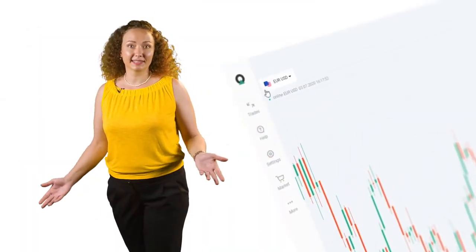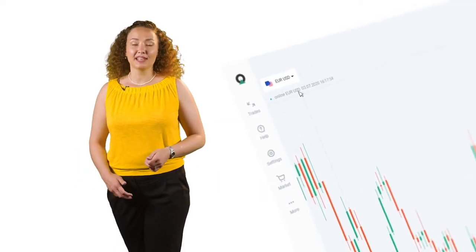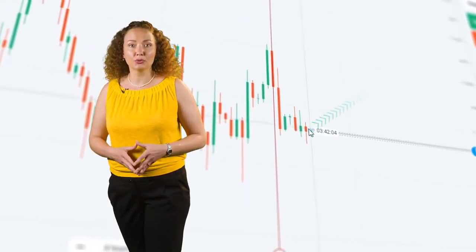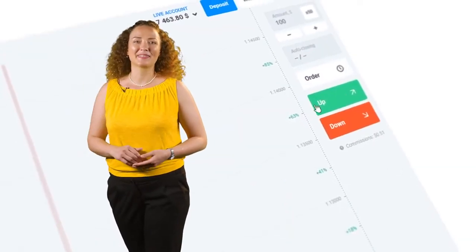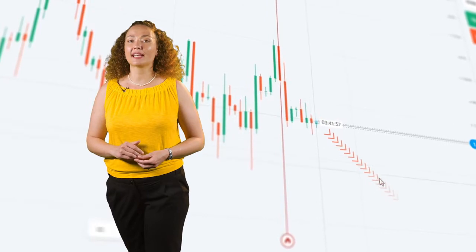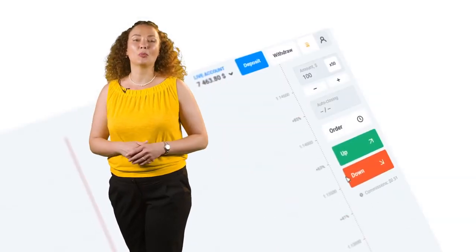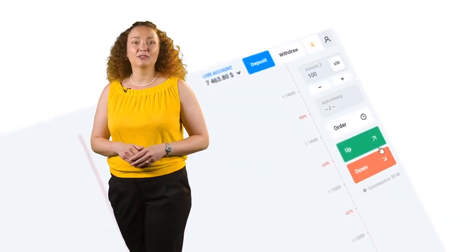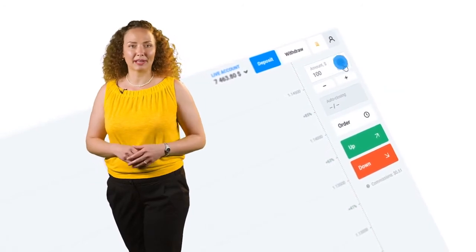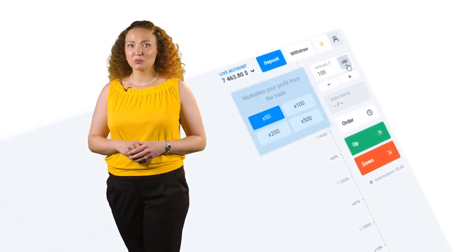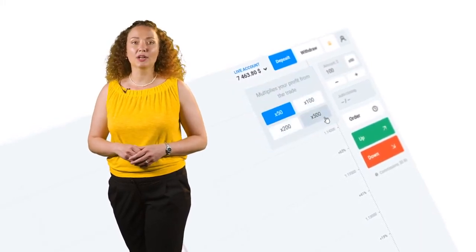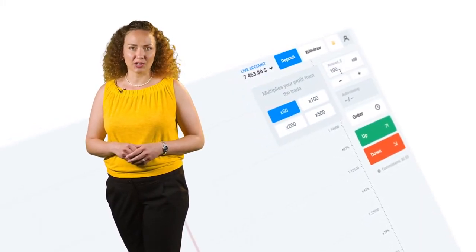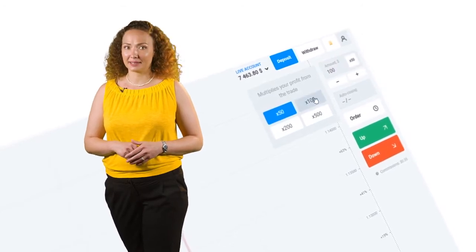If we take the classic currency pair Euro-US dollar, if we forecast that the price of the euro will rise in relation to the US dollar, we would open an up trade. Likewise scenario, if we forecast that the price will go down, we would open a down trade. And right here is where you can find the multiplier. This is a financial service which allows you to increase the size of your trade by a factor of 50, 100, 200, or 500 relative to the amount invested.